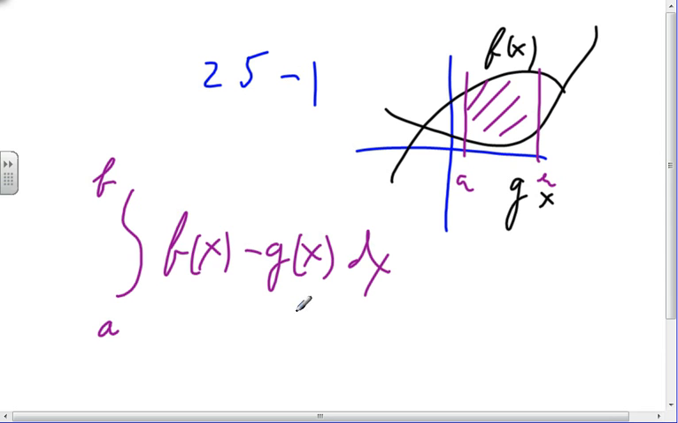Before, my g of x curve was y is equal to 0, and so everything above the x-axis was positive, everything below the x-axis is negative. Now I'm going to have a different curve to be the bottom part. Okay, so that's the theory. Area between the curves.